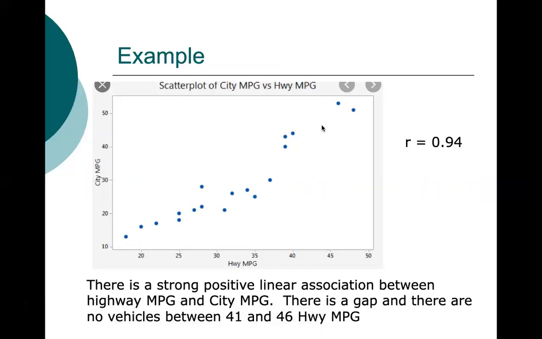So again, I did my CDEFS: context, direction, unusual points, form, and shape. And I'd like to also point out that one is not causing the other: the highway miles per gallon is not causing a change in the city miles per gallon. Both of them are related to an underlying variable like vehicle type or weight of the vehicle, something else.